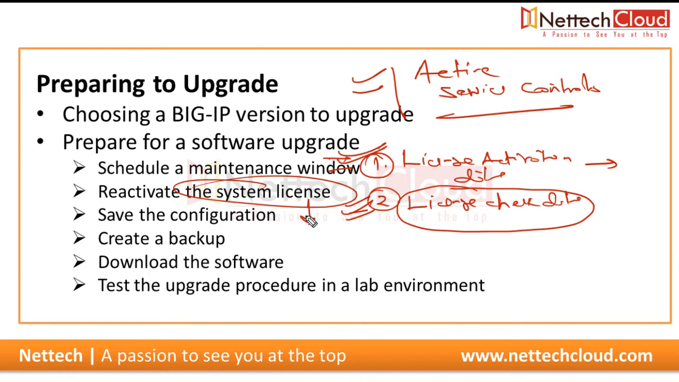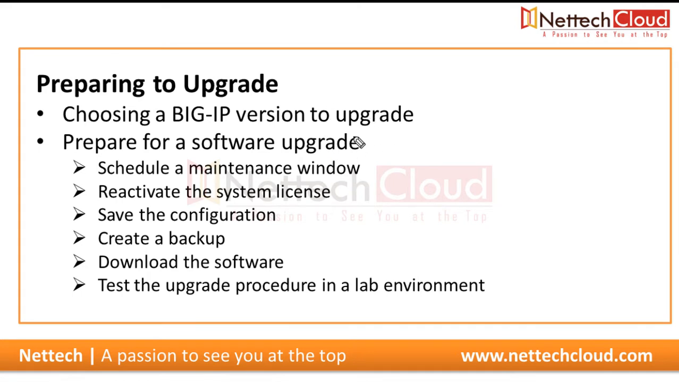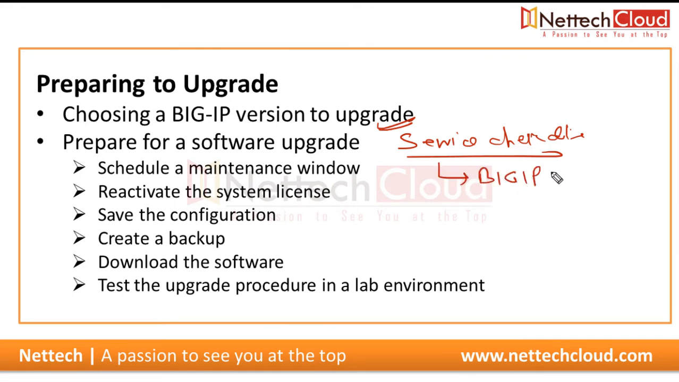You should first check both dates, the service check date as well as the license check date, and then you should proceed further, right? So now the question here is how to check the service check date. What exactly is the service check date? Basically, the service check date is located in the BIG-IP license, and it is the same as the date the license was last activated or the date the service contract for the device expires, right?